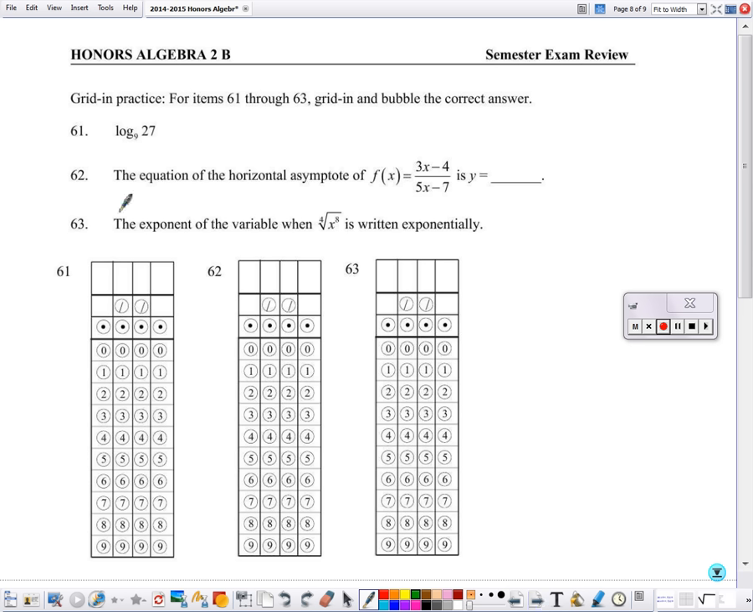Okay, so for the grid-ins, for 61, if you want to use your calculator, you can do the change of base. Or we can say 9 to what power is 27. We'll make the bases the same. So what is 3 over 2? So when we do the grid-in, 3 divided by 2.